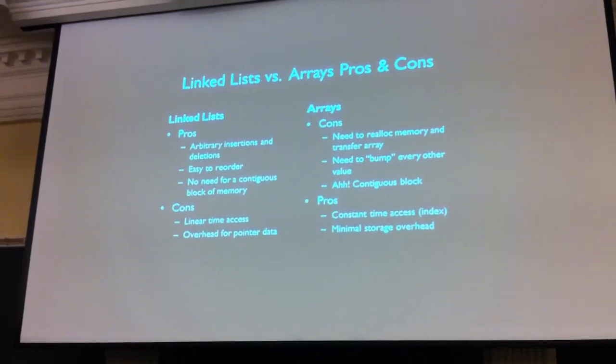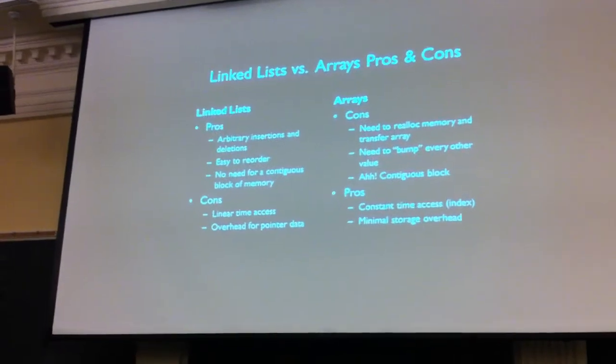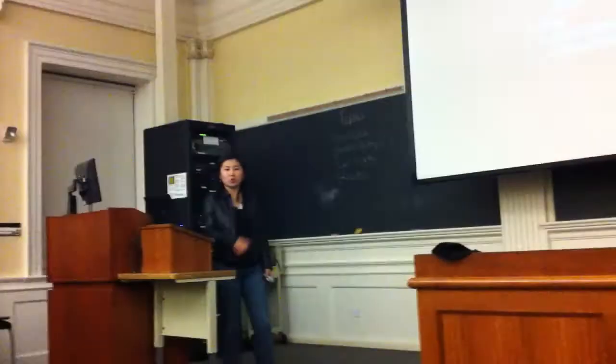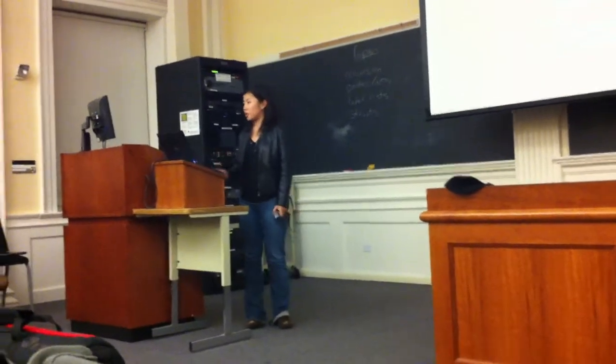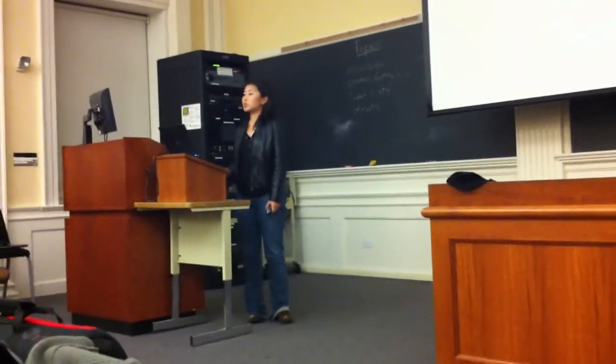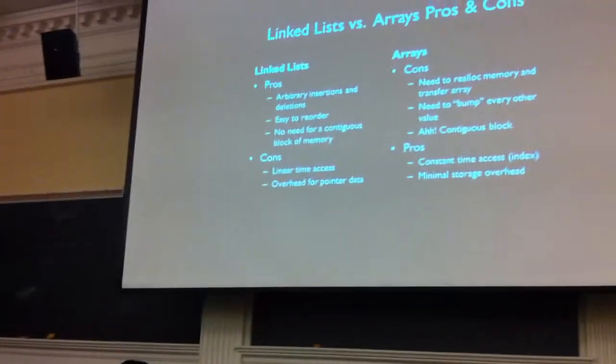The cons with linked lists: because you can't index them, it requires linear time access. So if you want to find the nth item of a linked list, you have to go through the first one, and then follow the address to the second one, follow the address to the third one, follow the address to the fourth one, until you get to the nth one, which is linear, whereas an array is constant. You can just go array of n, and that'll get you to a place.